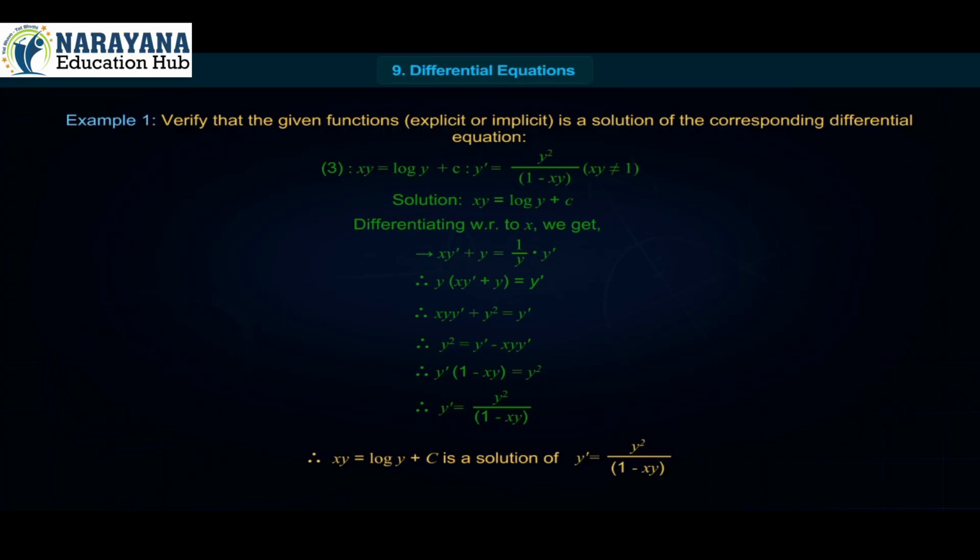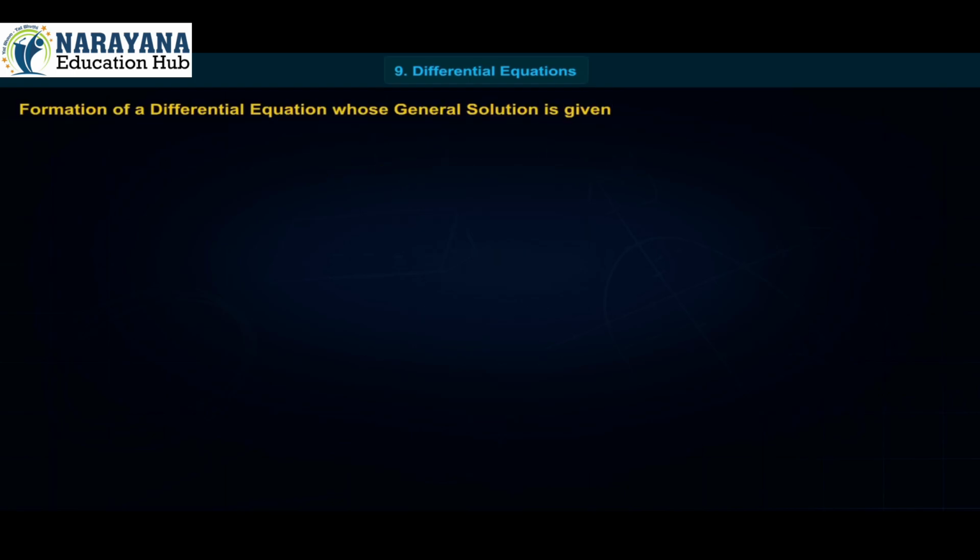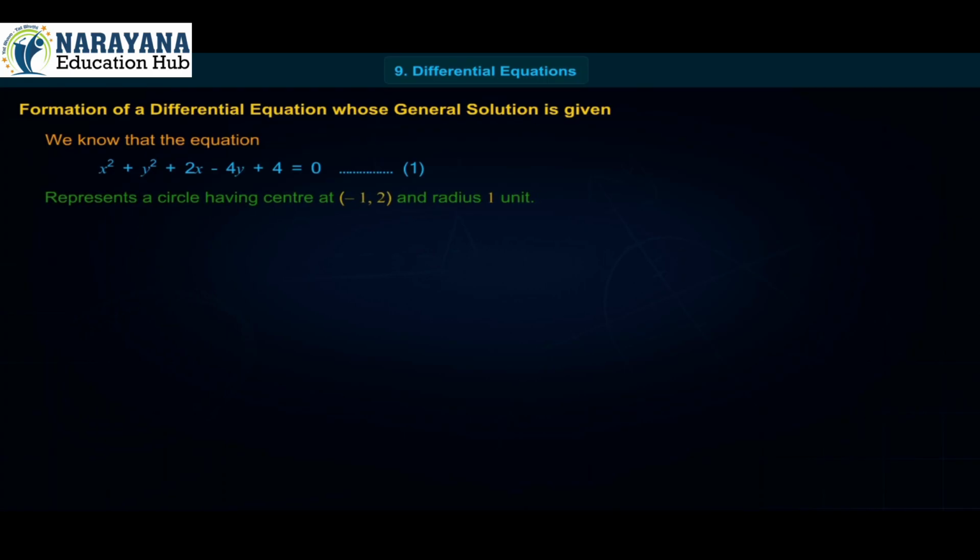Therefore xy is equal to log y plus c is a solution of y dash is equal to y square upon 1 minus xy. Formation of a differential equation whose general solution is given. We know that the equation x square plus y square plus 2x minus 4y plus 4 is equal to 0, equation 1, represents a circle having center at minus 1, 2 and radius 1 unit.